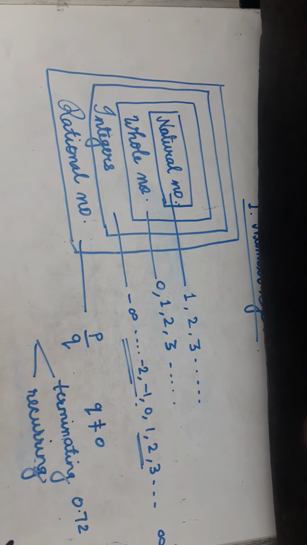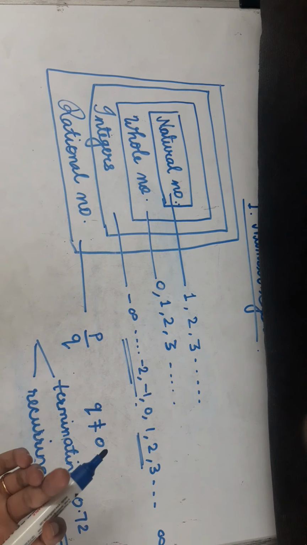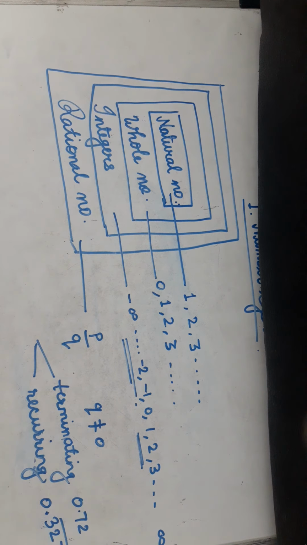If the decimal number given to us is a terminating decimal number like 0.72, it's terminating, right? Or 0.7 bar, so 7 is recurring, or 327 bar, recurring again. Okay, so if the decimal number is terminating or recurring, then we call it a rational number. Otherwise it will be irrational.